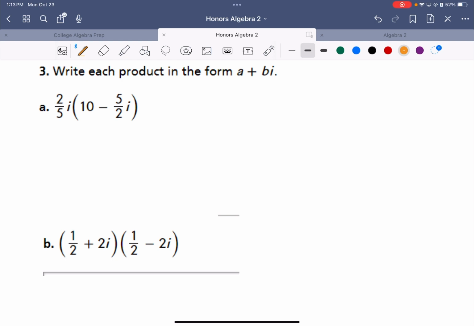All right, first one, multiplying fractions. So we've got 2/5 times 10, so that's 20/5, so 4i. Then 2/5 times 5/2, that's probably just 1, right? So negative 1i squared. i squared is negative 1. So this would be 4i plus 1. So 1 plus 4i.